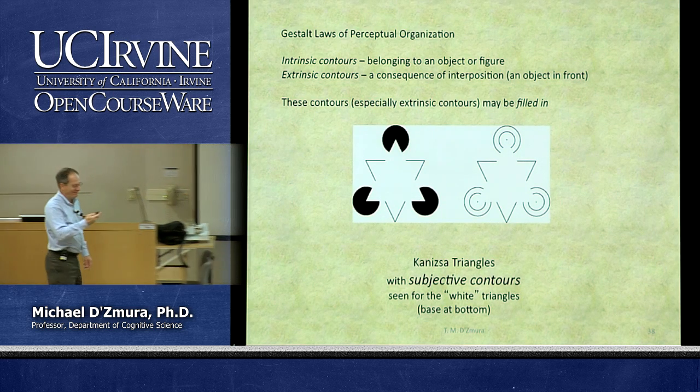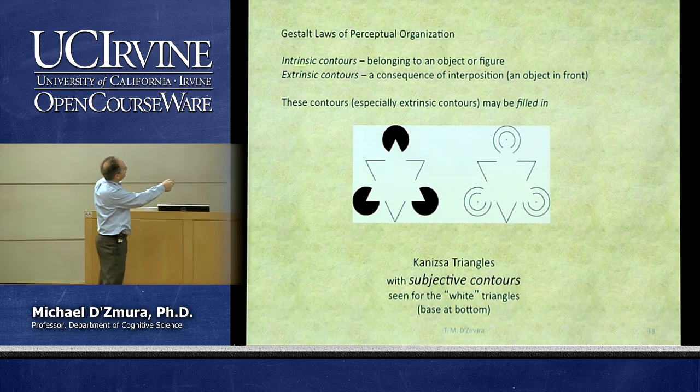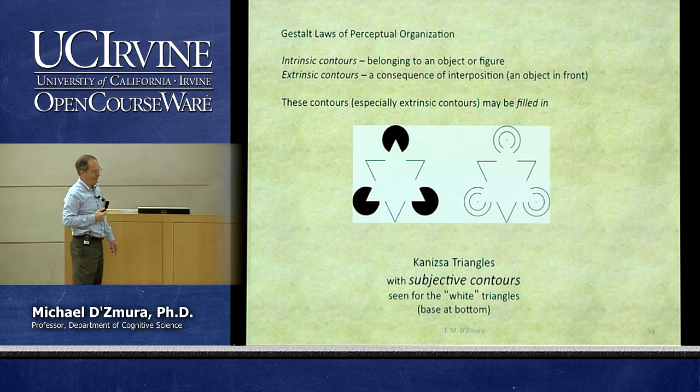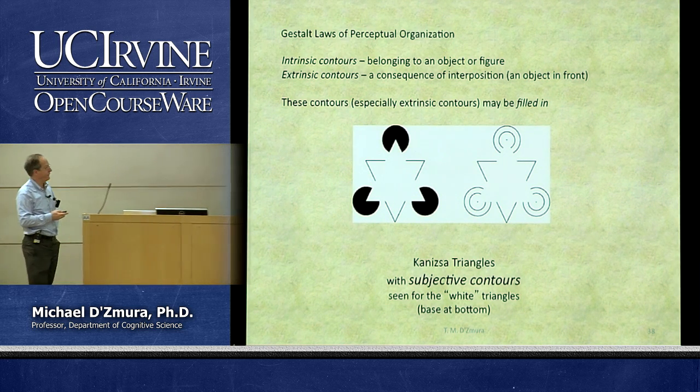These are pretty neat. So we have intrinsic contours belonging to an object or figure. For instance, the boundaries of these Pac-Men, the circular boundaries here. Extrinsic contours caused by interposition. We talked about those. Those are the ones that get filled in. And finally, subjective contours, like the contours surrounding these white triangles that lie in front of such a figure.